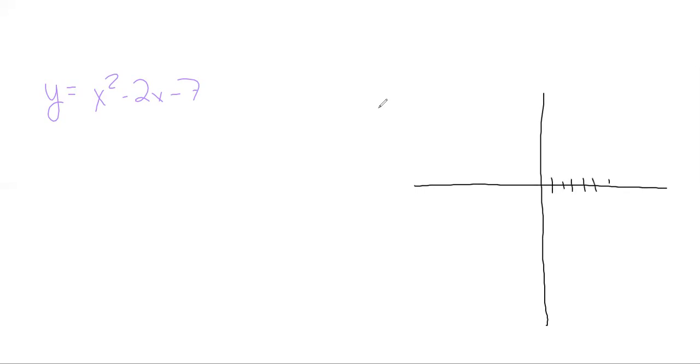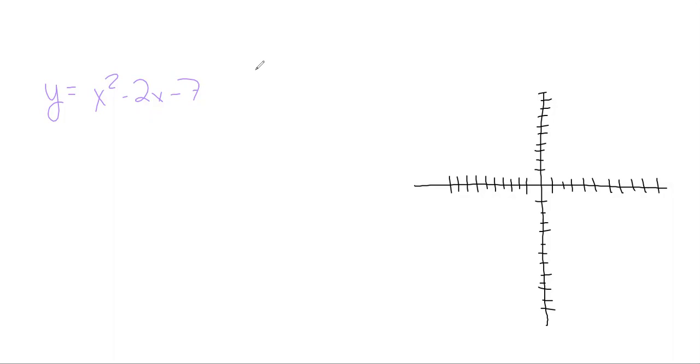This one is y equals x squared minus 2x minus 7. We're going to draw our graph again. Well, to do this one, we're going to have some fun here. We are going to complete the square and put it in a different form.